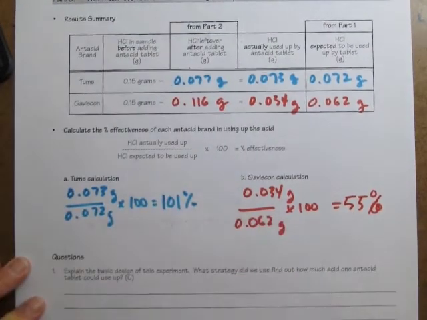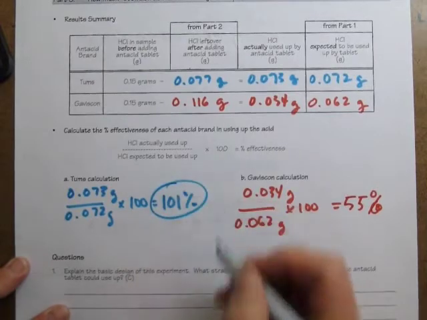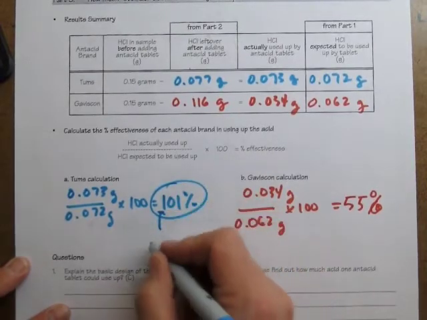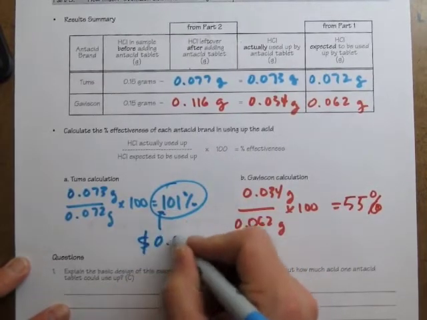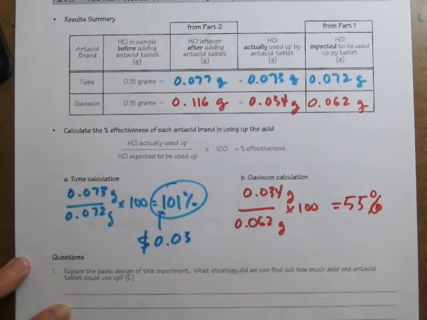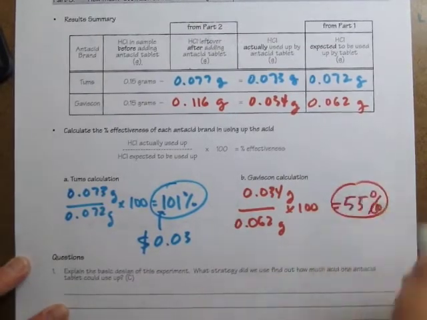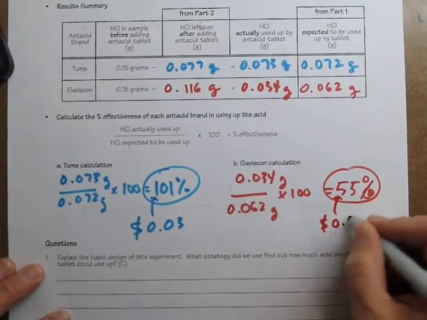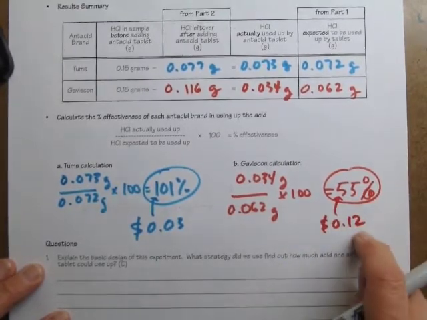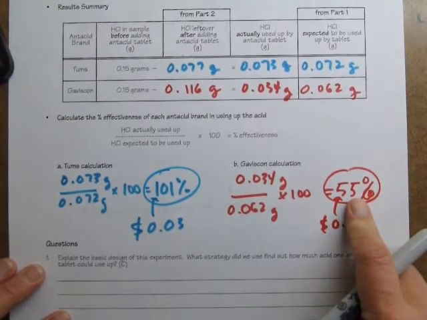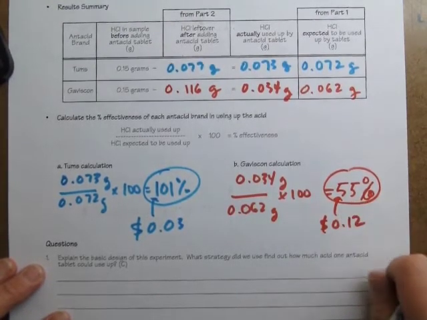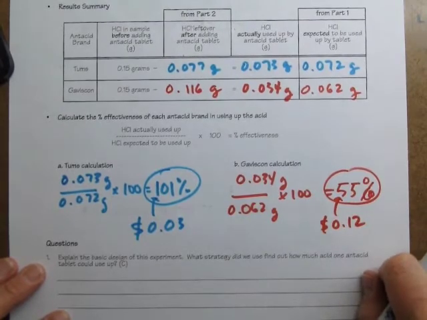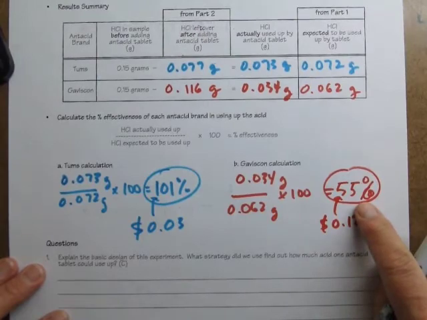And remember how much each one of these things costs. We get 101% effectiveness from something that costs only 3 cents a tablet. And here, for Gaviscon, we're getting about half as much effectiveness for something that costs 12 cents a tablet. 4 times more cost, half of the effectiveness. So there must be more to the story here. Why does the Gaviscon cost more and deliver less acid relief?